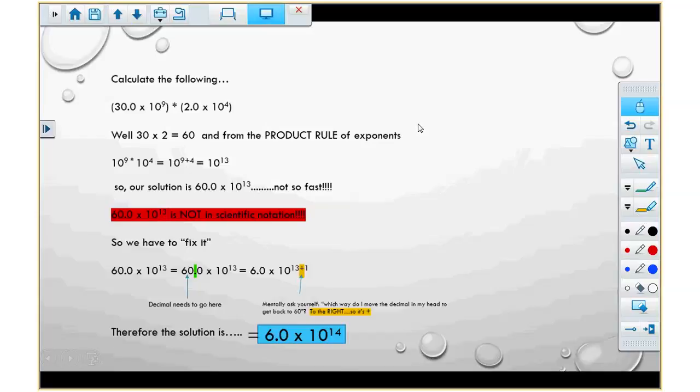Now there's nothing wrong with that, only the directions tell us to write it as what? Scientific notation. Is 60 times 10 to the 13th in scientific notation? No, it's not. What is the definition of scientific notation? The decimal to the right of the first number greater than or equal to 1. So where will we have to move that decimal? We need to move it one place, because right now it's right here. Where does it need to be? It needs to be right here.